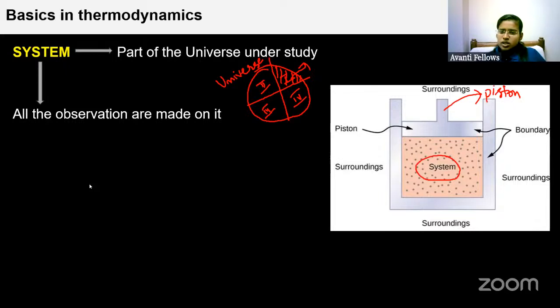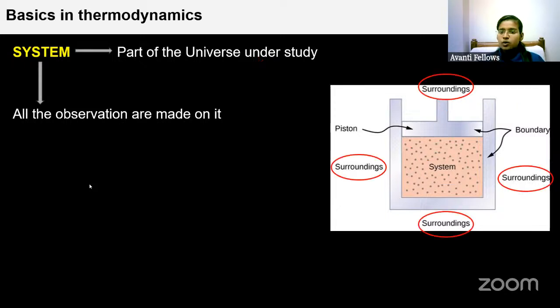So the container is closed, and inside the container I have some gas molecules, right? Those molecules are the system. That is the part of the universe which is under study. All the observations are made on that particular gas. Clear? So this is the system.